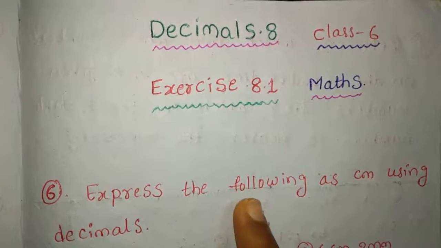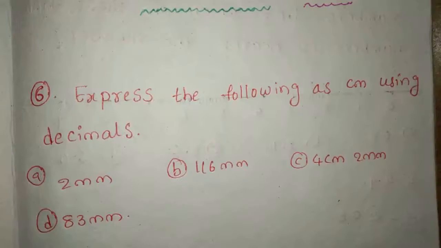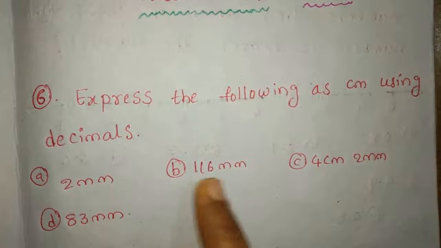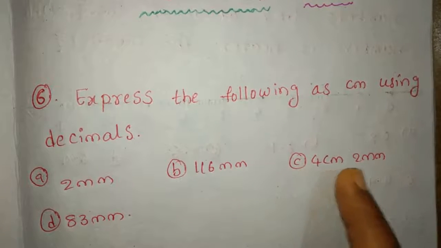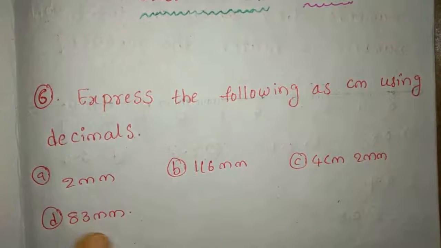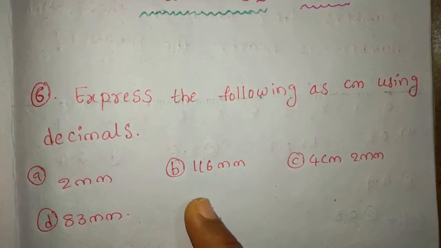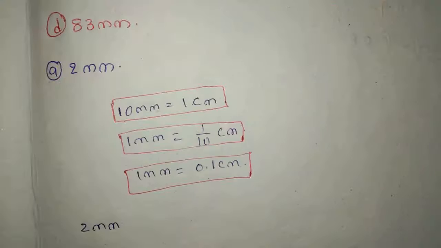Express the following as centimeters using decimals. A is 2 millimeters, B is 116 millimeters, C is 4 cm and 2 mm, D is 83 mm. So now we should express these in centimeters using decimals.